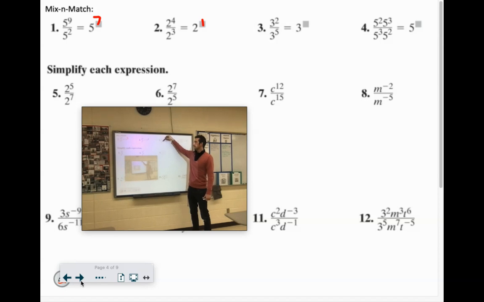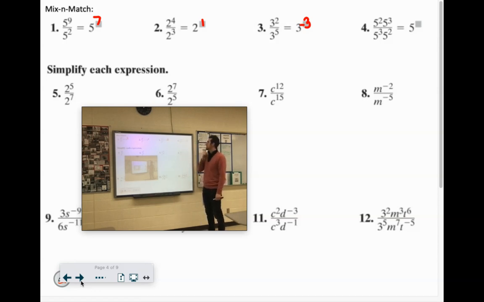3 to the 2nd over 3 to the 5th. If we did 2 minus 5, we'd get negative 3. And that's what they want there. It's a fill-in-the-blank question. If I said simplify that, I would want you to drop that under a 1, make it 1 over 3 to the 3rd, and then simplify that.